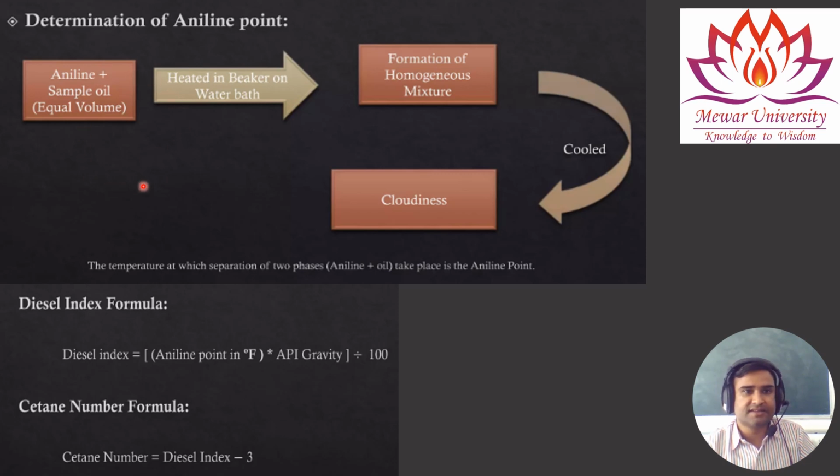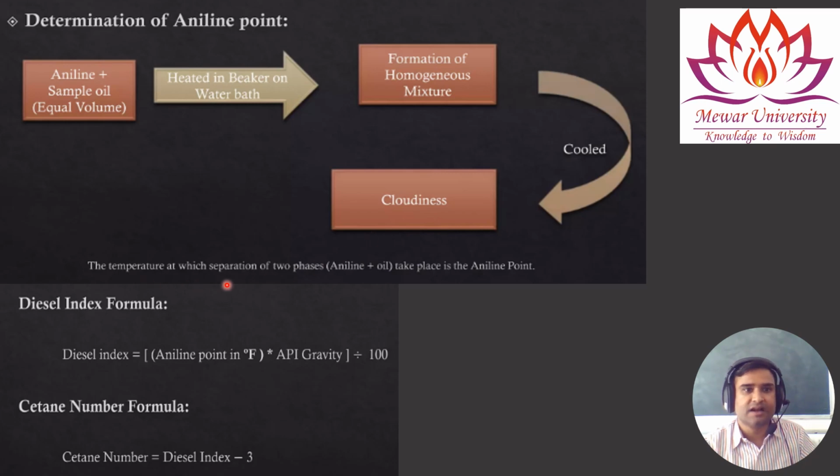So how do we do this test? It is explained over here. So determination of aniline point. First you take the aniline and a sample of oil, say for example diesel, or you can take the sample as petrol or any other petroleum product. So aniline plus sample, you will take equal volume and you will heat in a beaker on the bath. The aniline and oil sample is heated in a bath, and then a homogeneous mixture forms. Then it is cooled and cloudiness appears.